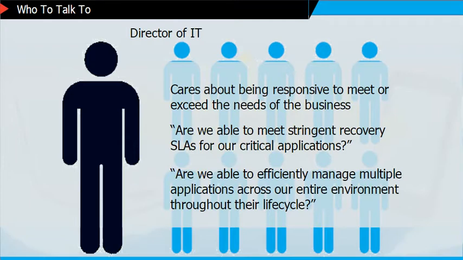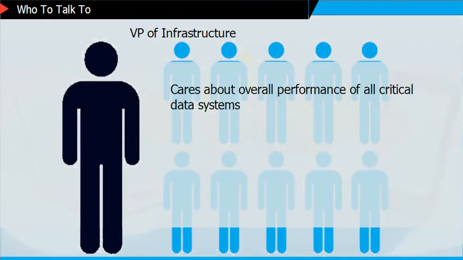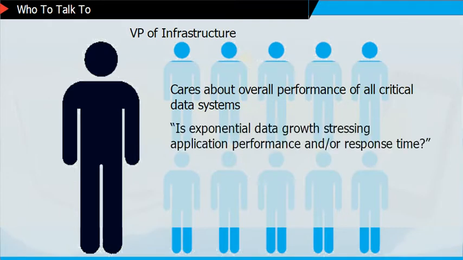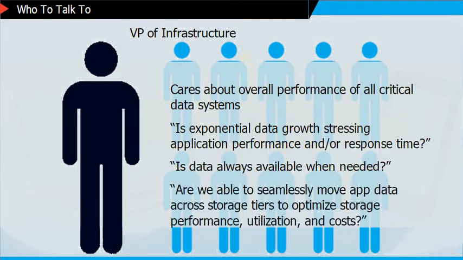The VP of Infrastructure cares about overall performance of all critical data systems. They want to know, is exponential data growth stressing application performance and/or response time? Is data always available when needed? Are we able to seamlessly move app data across storage tiers to optimize storage performance, utilization, and costs?